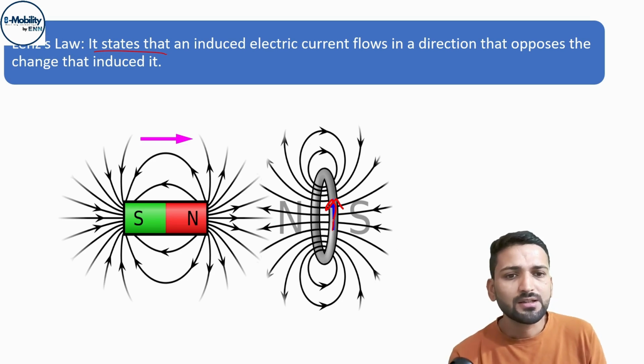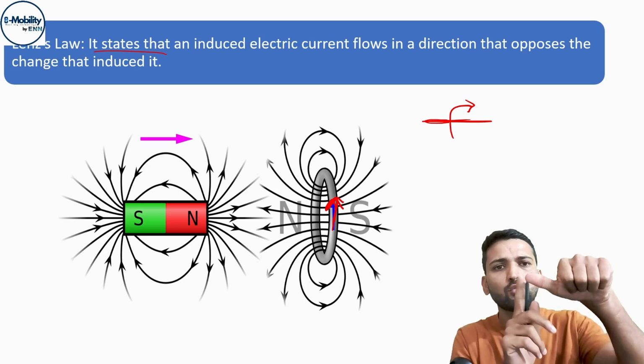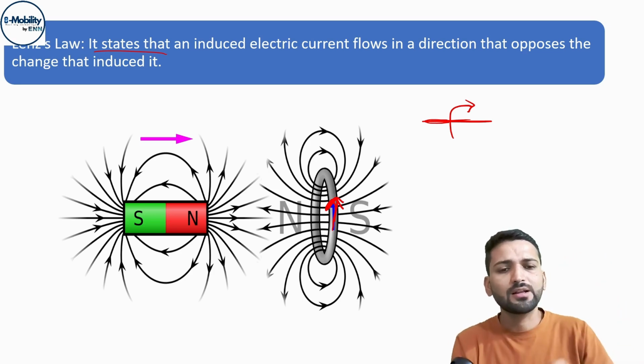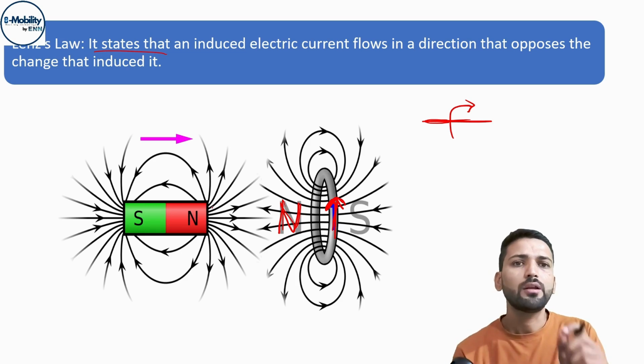So the current direction is like this, and using the right hand thumb rule or screw rule, we know that when the current direction is like this, the north pole is generated towards the direction of the thumb. So if the direction of the induced current is like this, then the north pole will be generated here. Okay, and we know that north and north repel each other.